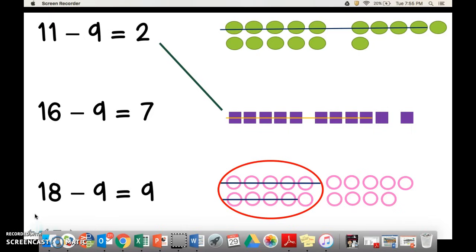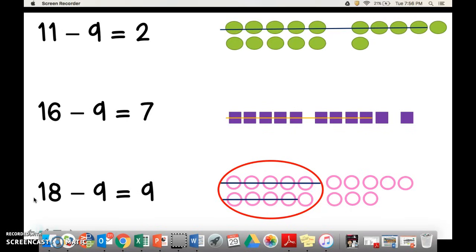We need to find the next picture that matches. Let's see. The number sentence says 16 minus 9 equals 7. Go ahead, press pause and try to figure out which picture is going to match that number sentence, the green circles or the pink ones. Okay, you ready? Do you think you know? I have an idea too. Okay, so here we go.